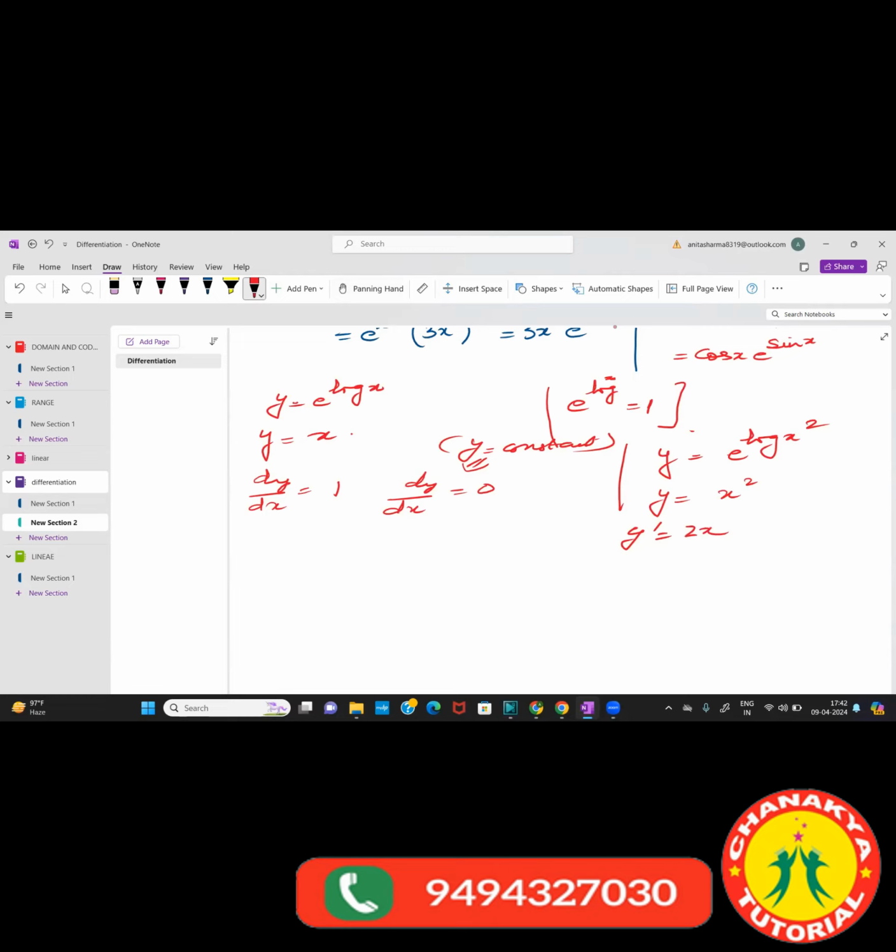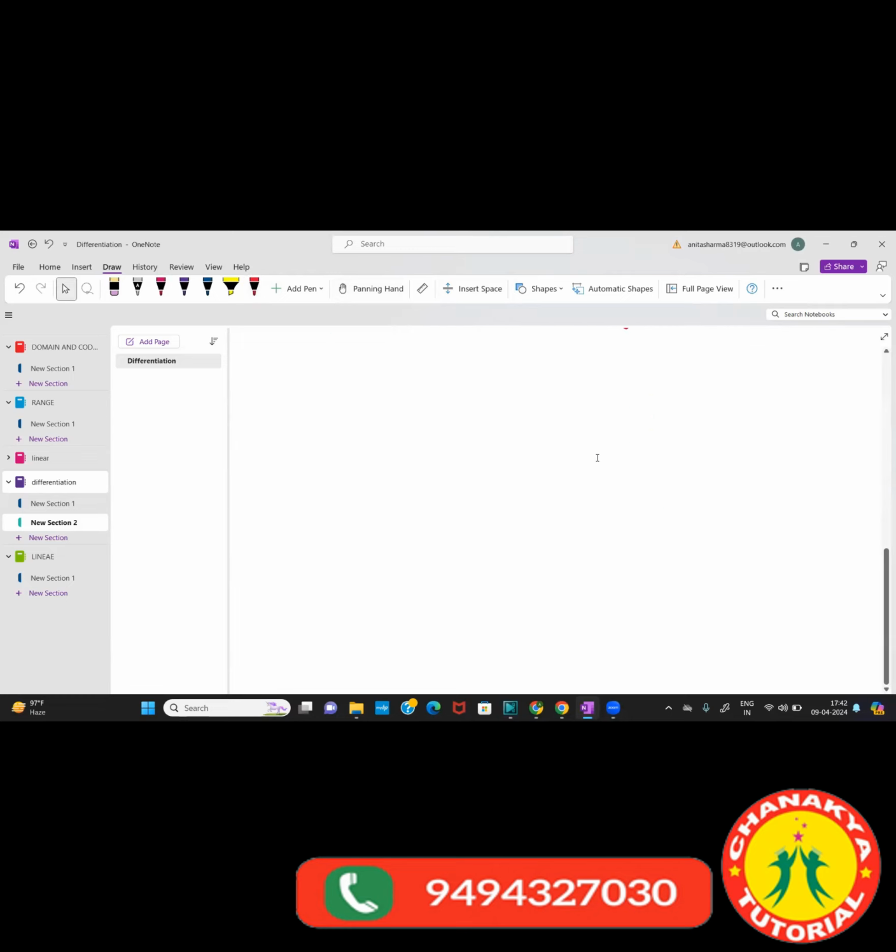Okay. Now what was our product rule, beta? When two functions are in multiplication, then you have to find the differentiation of it. First of all, differentiate the first function, with the second function as it is. Then keep the first function as it is, and write the differentiation of the second function.